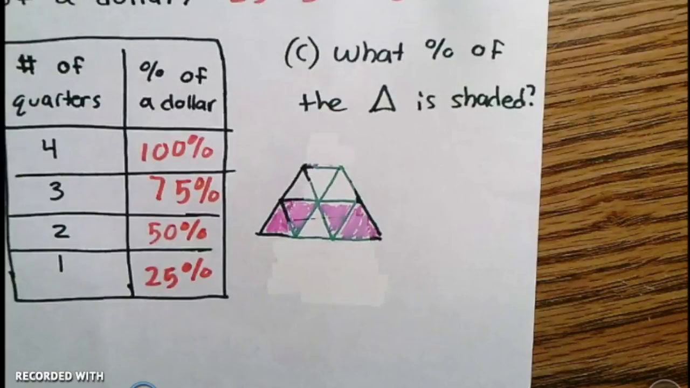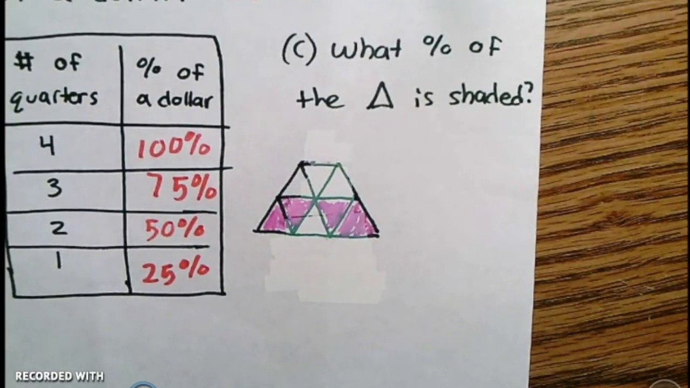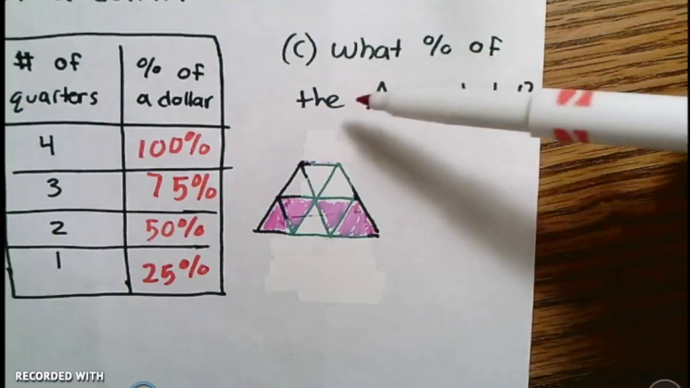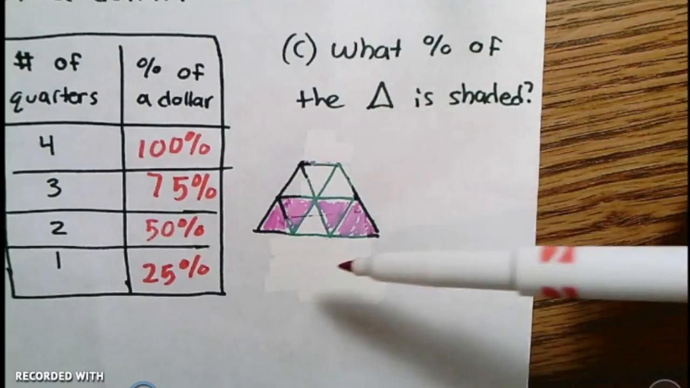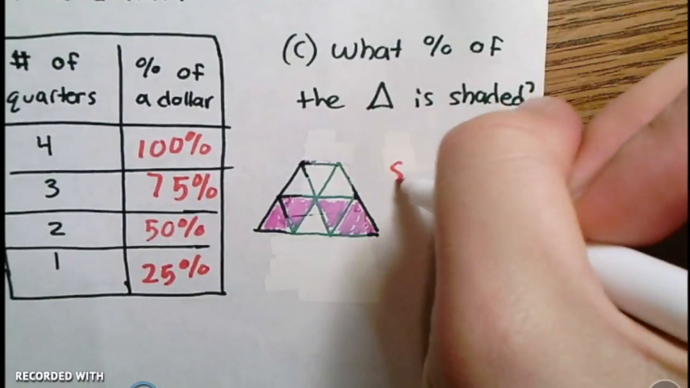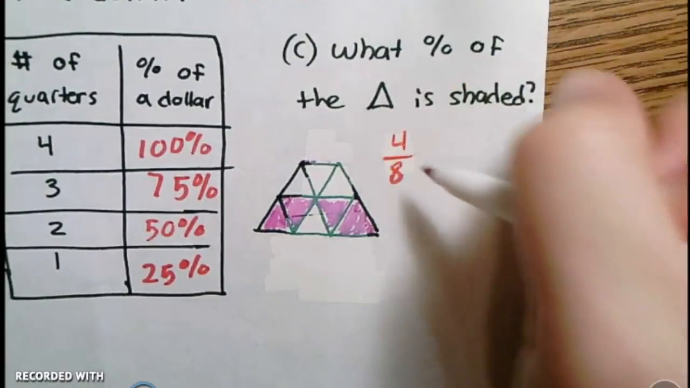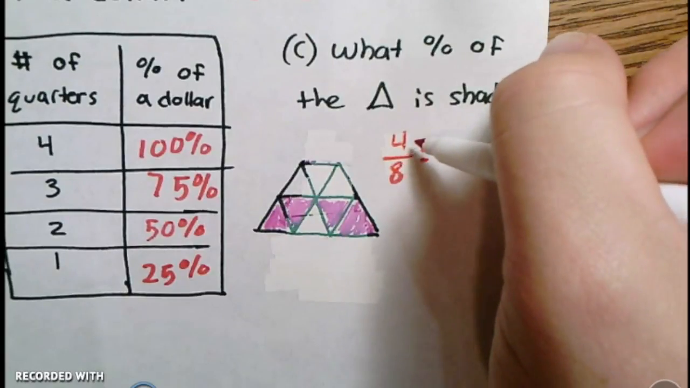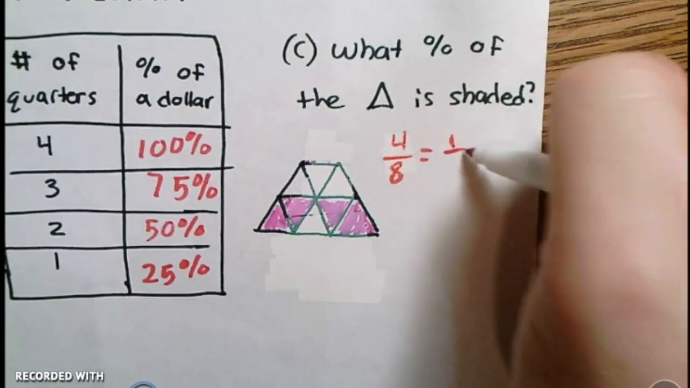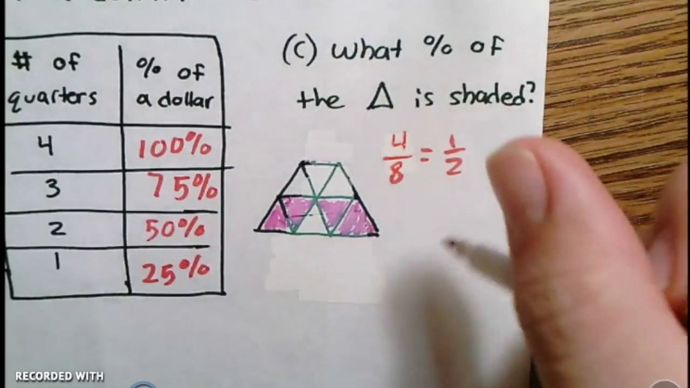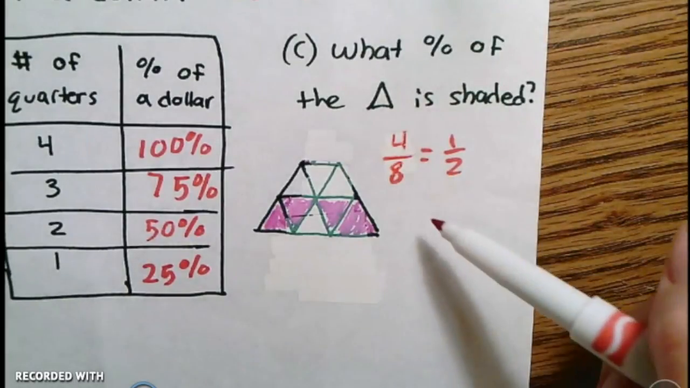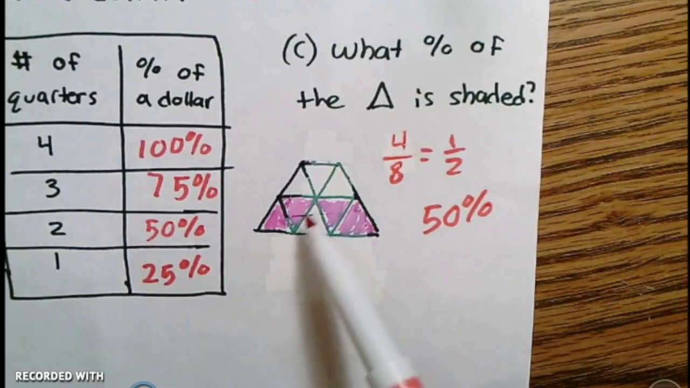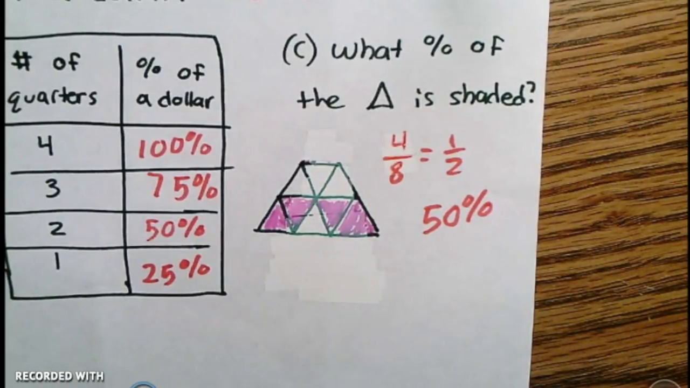This problem says what percent of the triangle is shaded? It's actually no longer a triangle, but we'll say what percent of the figure is shaded. So I have 8 total parts, and 4 of them are shaded. And remember that whenever the numerator is half of the denominator, it's equal to 1/2, and we show 1/2 as 50%. So 50% of this figure is shaded.